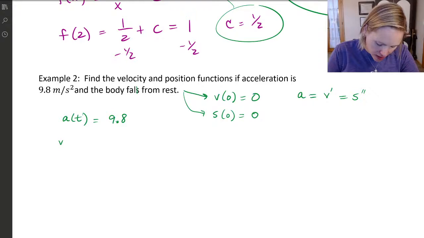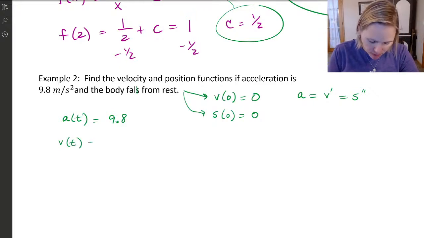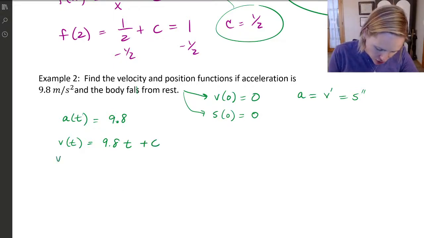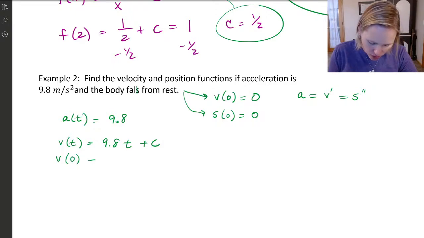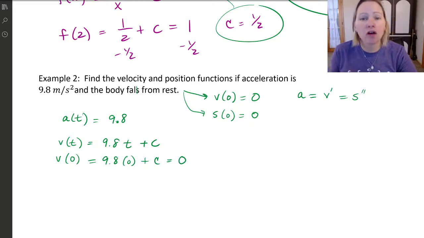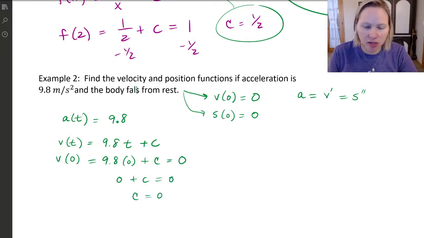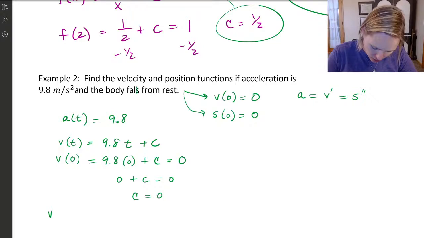So to find my velocity, I'm going to do my antiderivative of acceleration. If my acceleration is a constant, it had to come from some function where I had 9.8t. But then I also need to consider some sort of constant, right? So I know that my initial velocity, v of 0 will look like this, 9.8 times 0 plus c. And I also know that my initial velocity was 0. So when I go to solve for my constant, 0 plus c equals 0. Lucky me, my constant is just 0. So my velocity function is just 9.8t.